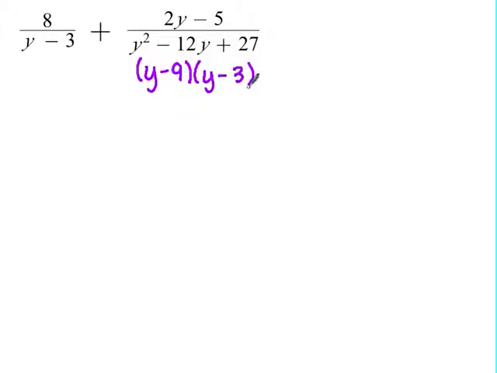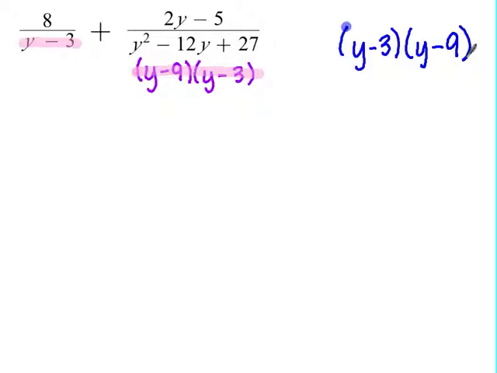Good. Now we need to find the LCM between those two terms. So we need to find the LCM between y minus 3 here and this quantity right here. What do you think the LCM is going to be? y minus 3 times y minus 9. Good. That's going to be my LCM.